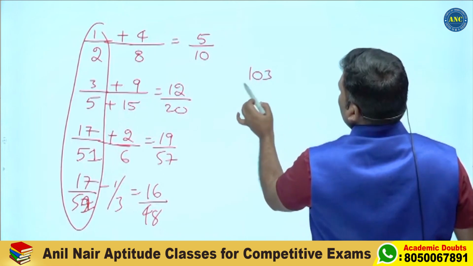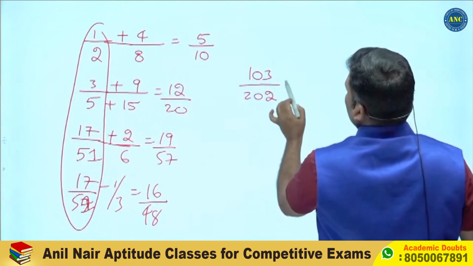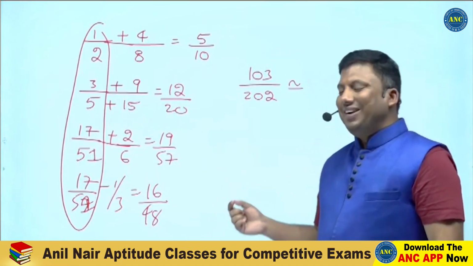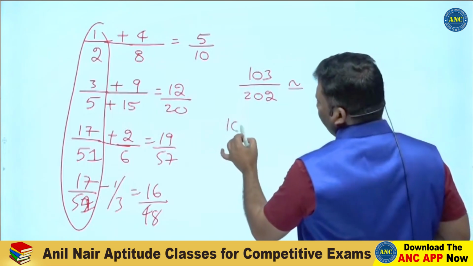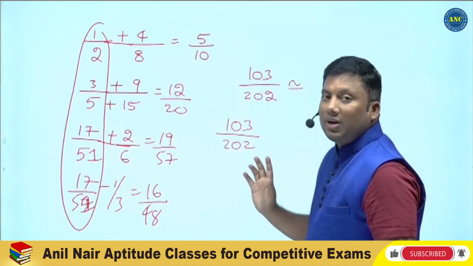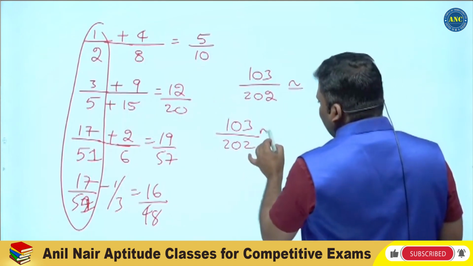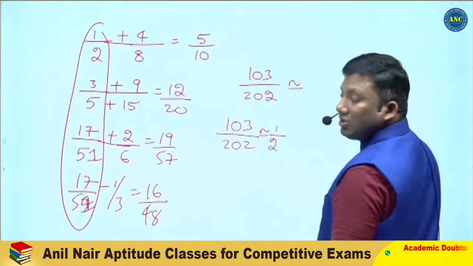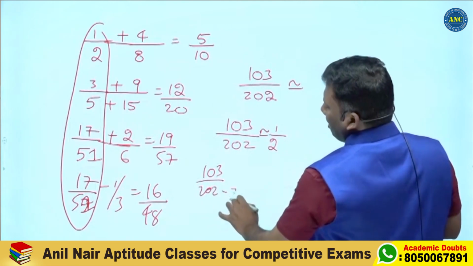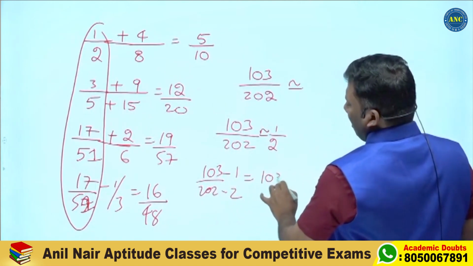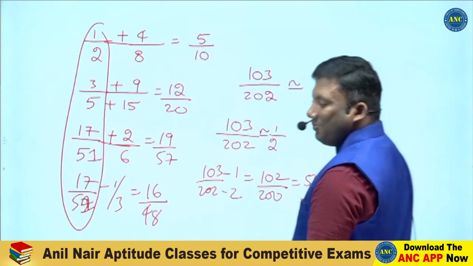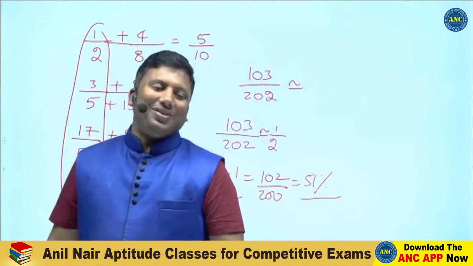Suppose I want to do 103 by 202. Most closest I have to do. I will discuss in detail, just I am giving a glimpse. 103 by 202. 103 twos are 206. It is closely related to 1 by 2. Yes or no? So what I will do is, in 103 by 202, subtract 2 here, subtract 1. 102 by 200. Close to about 51%. I hope the idea is clear.